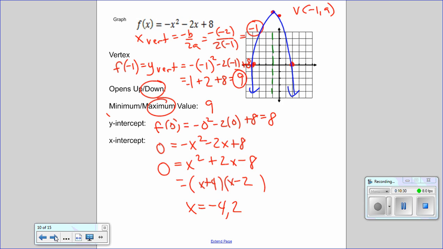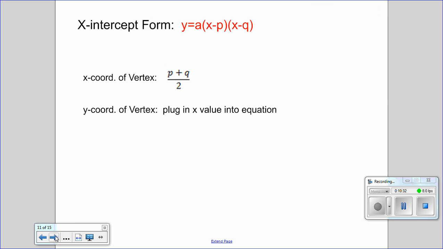All right, last example, intercept form. So this is the factor form. This is where the solutions fall in your lap. The x-intercepts fall in your lap. What does not fall in your lap would be the vertex. So here's some information we need to know.